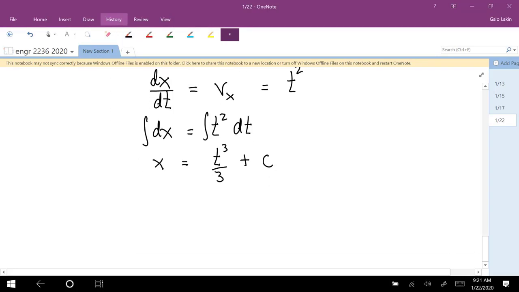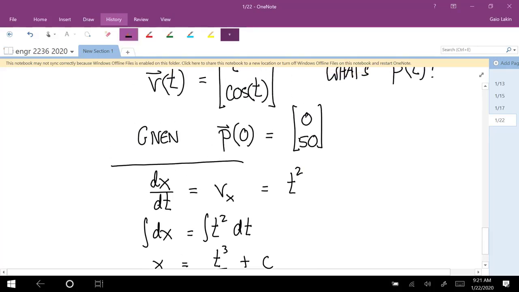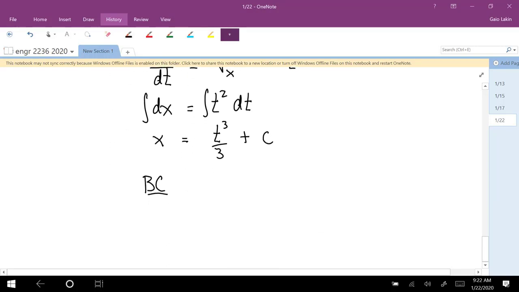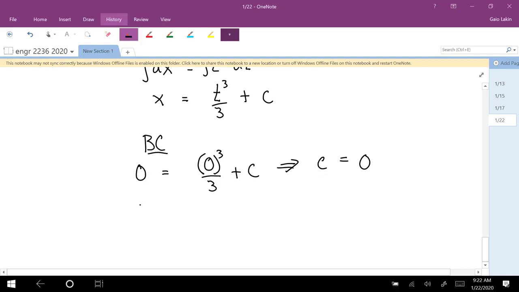And now we'll use the boundary condition. The boundary condition says when time is equal to 0, x is equal to 0. So x is equal to 0 when time is equal to 0. And that lets us calculate that c is equal to 0. And so from that, we know that the x position as a function of time is just t cubed over 3.